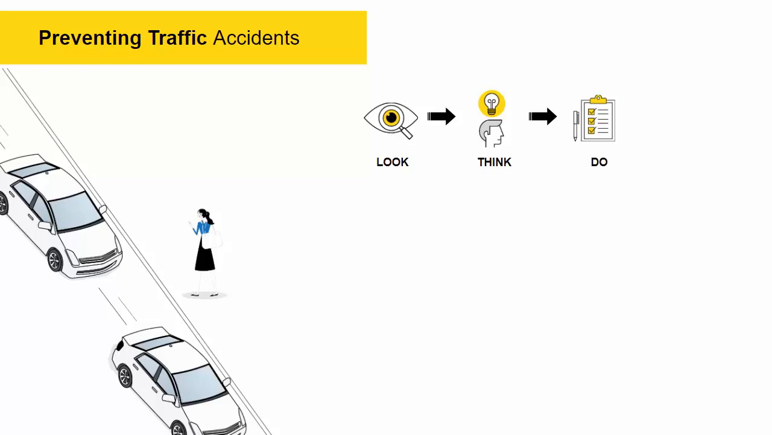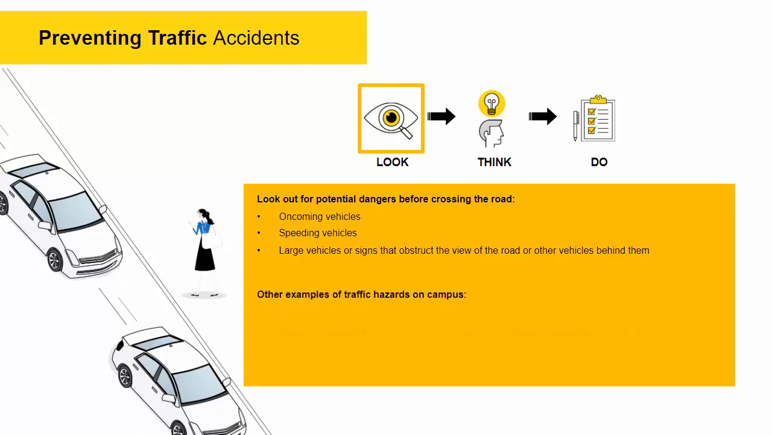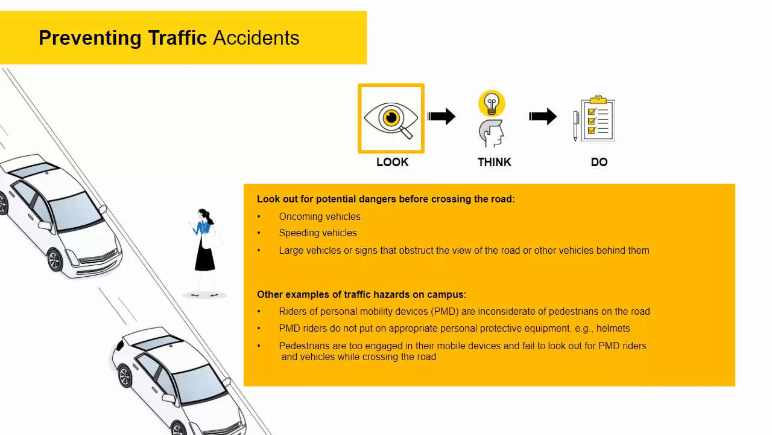Marie is in a hurry to get to her early morning lecture, starting in 5 minutes. She first has to cross a busy road to get to the LT. Before crossing, she should look out for potential dangers such as oncoming or speeding vehicles. She should also be aware of large vehicles or signs that obstruct her view of the road or other vehicles behind them. On campus, traffic hazards are increasingly caused by the use of personal mobility devices and handphones while walking.